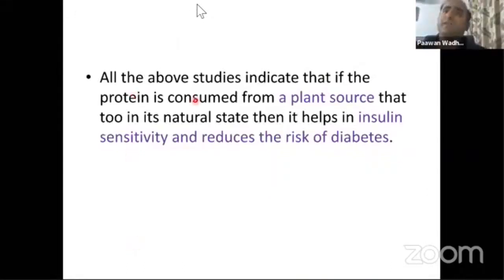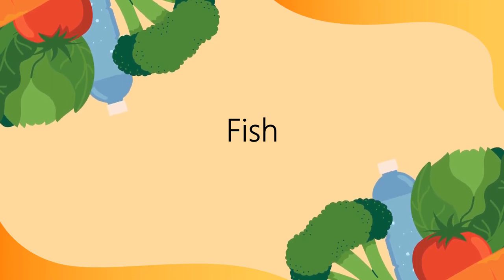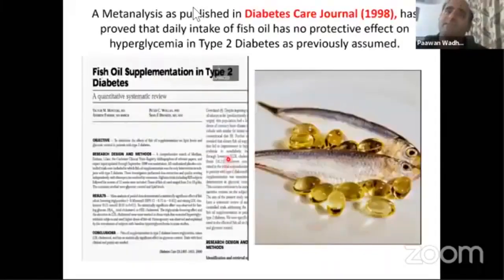All these studies indicate that if protein is consumed from a plant source, that too in its natural state, then it helps in insulin sensitivity and reduces the risk of diabetes. Now, many people think that fish oil is very good for diabetes. But the biggest journal of diabetes in the world, the Diabetes Care journal, says that the daily intake of fish oil has no protective effect on hyperglycemia in type 2 diabetes, as previously assumed. It means if you're taking a lot of fish or fish oils, your sugar levels are not going to come down.